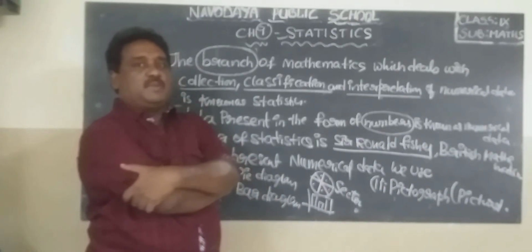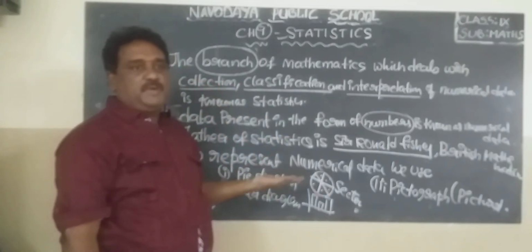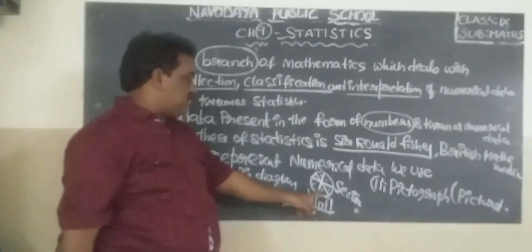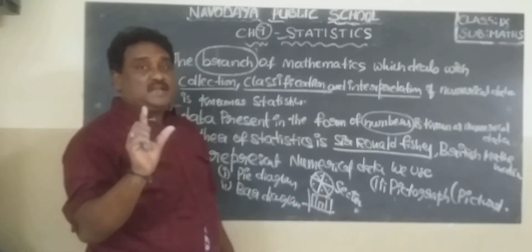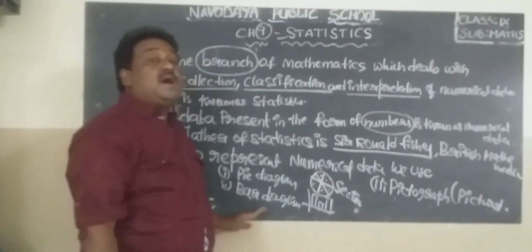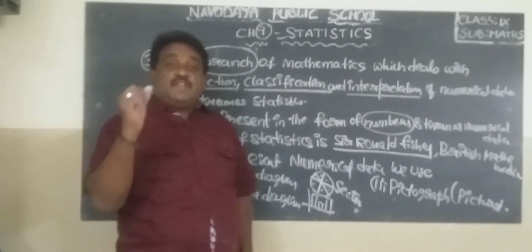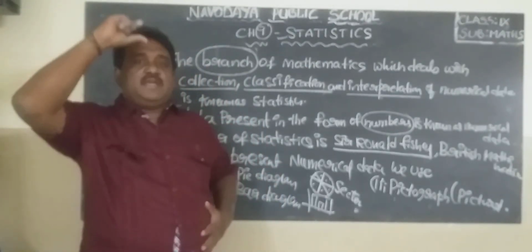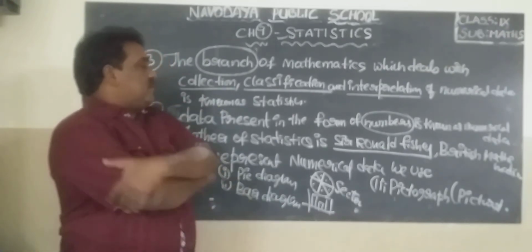So to represent numerical data we use pie diagram. Very important topic. This is pie diagram. Pie diagram contains sectors. Inside every sector we write numerical data. Number 2, bar diagram. Bar diagram consists of rectangles. Every rectangle represents numerical data. Some rectangles are very high. Some rectangles are very low. Third one, pictograph or picture.